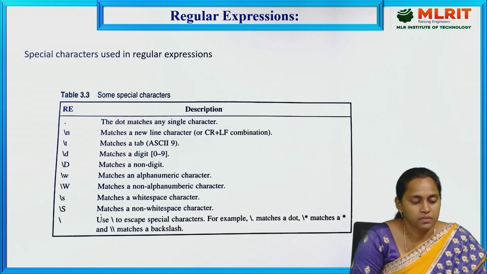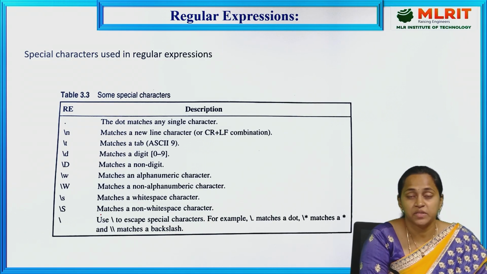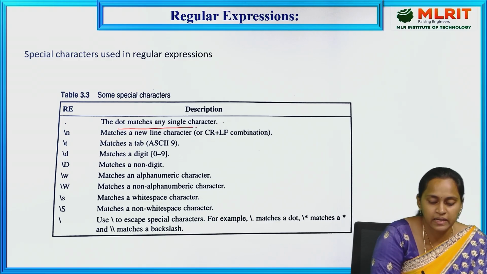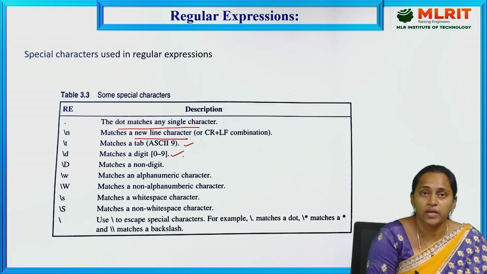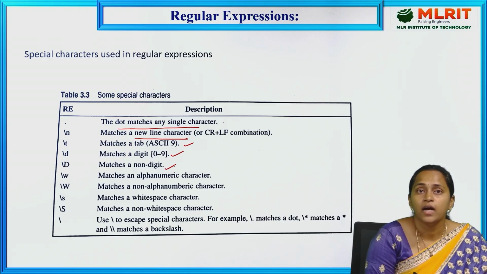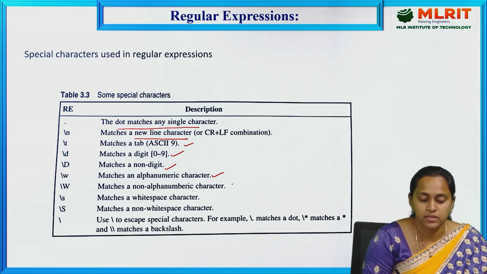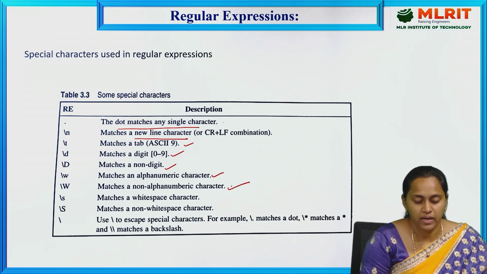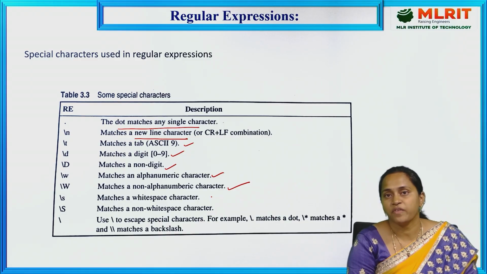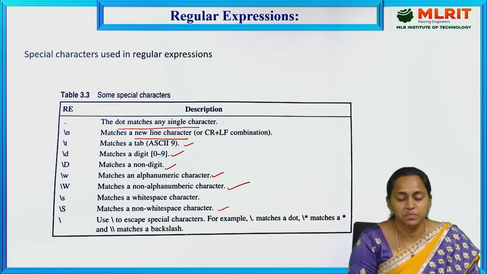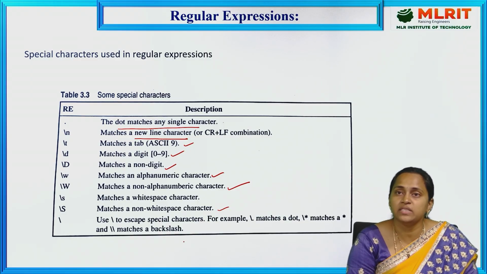Next, see some special characters, how we are defining special characters in regular expressions. Dot matches any single character. Backslash n is the new line character. Backslash t is a tab. Backslash d is a digit 0 to 9. Capital D is a non-digit. Backslash w is alphanumeric characters. Capital W is non-alphanumeric characters. Small s is a white space character. Capital S is a non-white space character. These are all specific special characters, how we represent them in a regular expression.